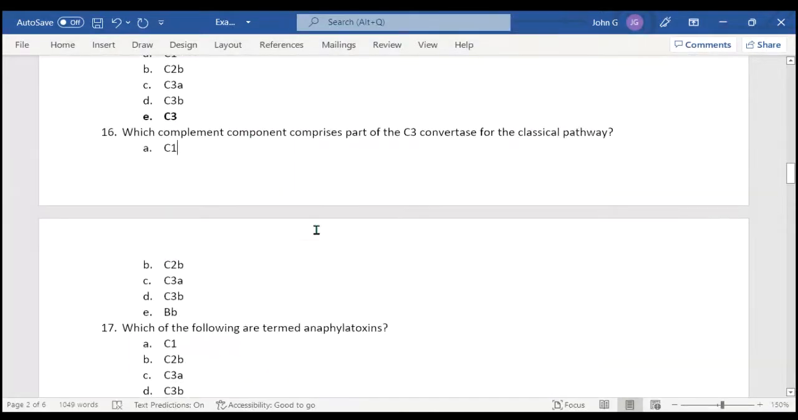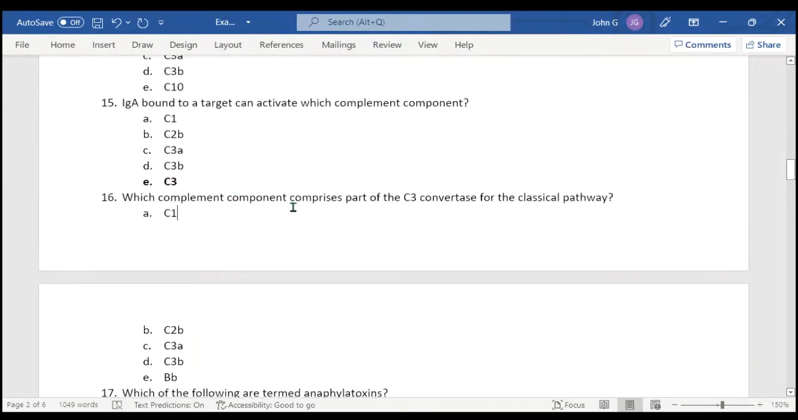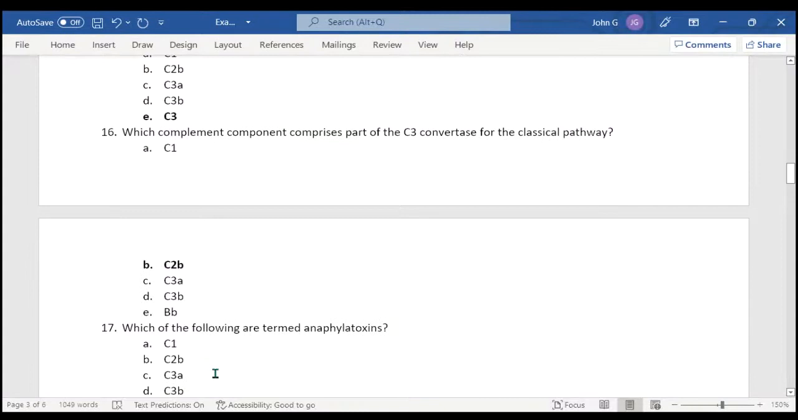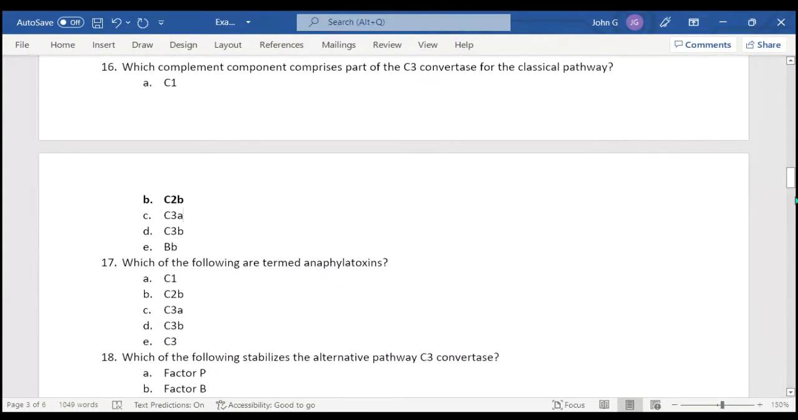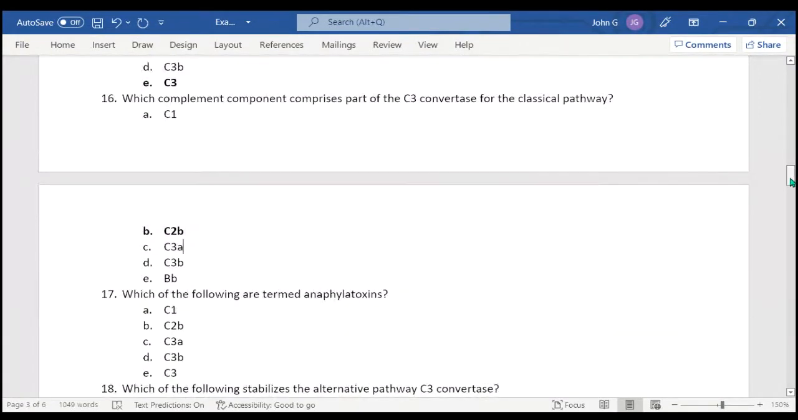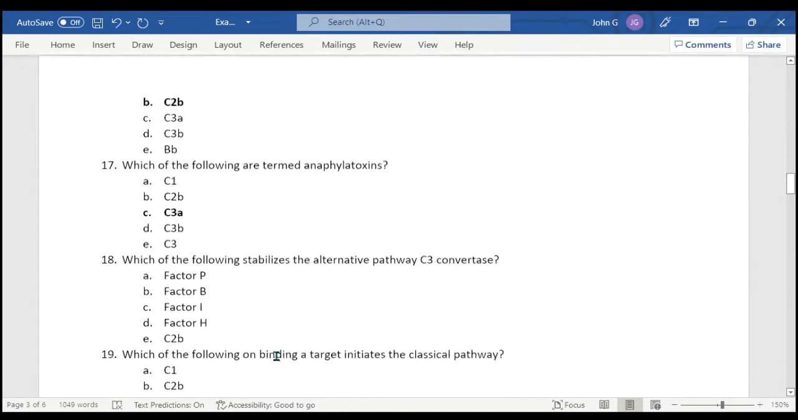Okay. Which complement component comprises part of the C3 convertase for the classical pathway? So the C3 convertase in the classical pathway is composed of C4b, C2b. So your answer here is going to be C2b. Which of the following are termed anaphylatoxins? So any of the A components can potentially be anaphylatoxins. A for anaphylatoxin, right? So C3a there.